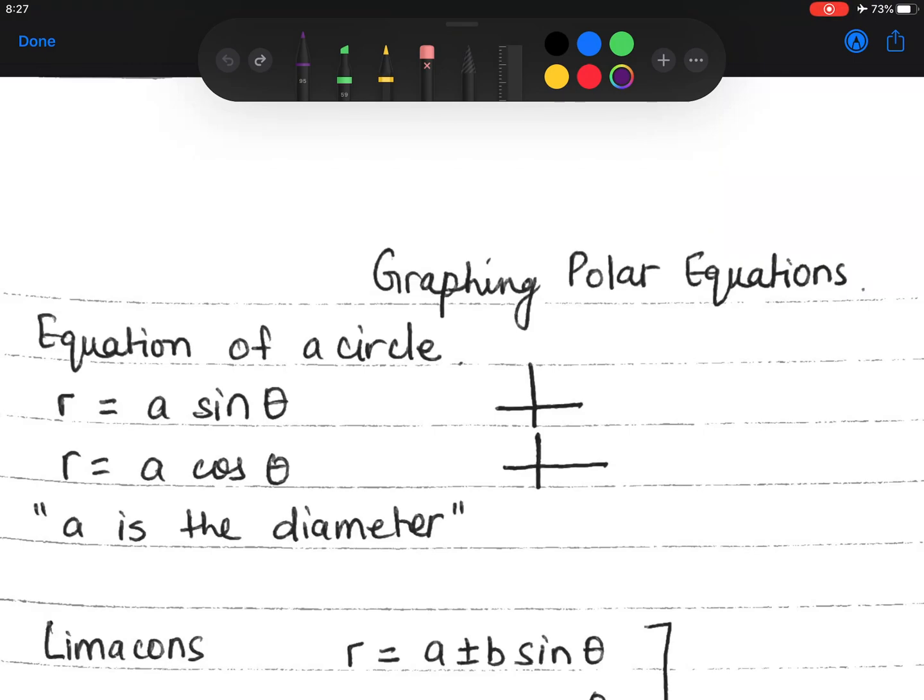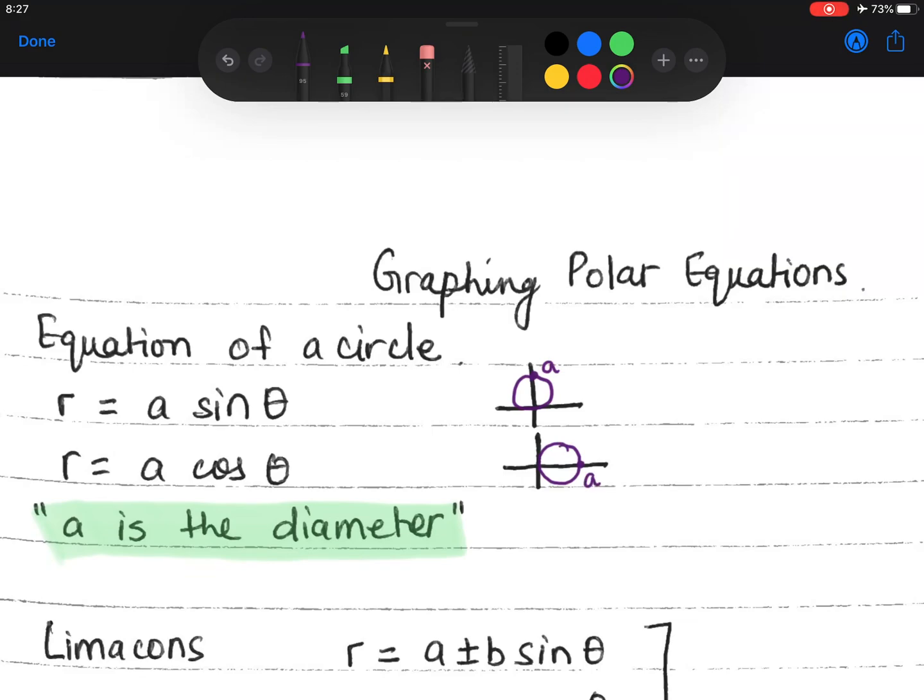So let's start with the equation of a circle. I wrote the equations. There are two equations: r equals a sine theta, and r equals a cosine theta. A is the diameter. Anytime you have a sine equation, it's going to go on your y-axis, and A is your diameter, so this would be A units away, okay? And if it's a cosine equation, it will go on your x-axis, also called the polar axis, and your diameter is A.